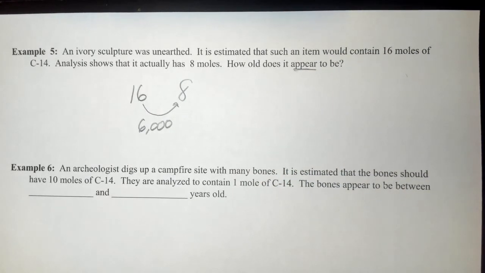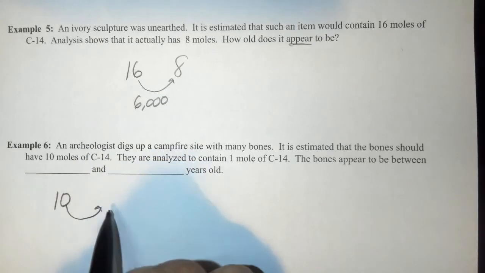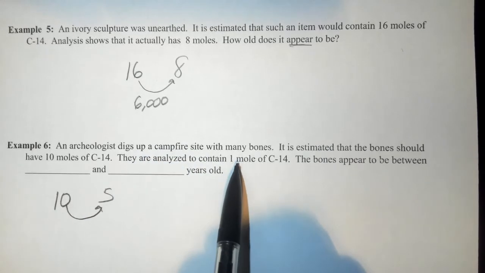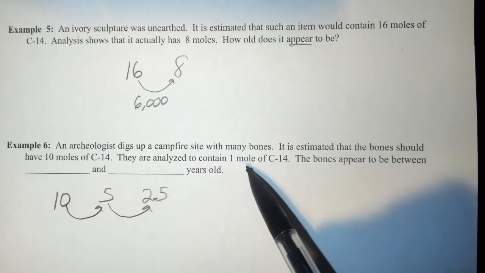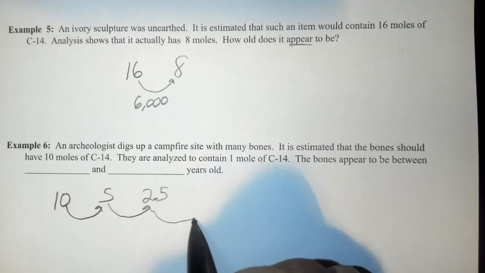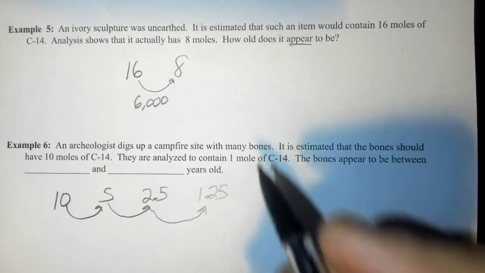Example number 6. An archaeologist digs up a campfire site with many bones. It's estimated that the bones should have 10 moles of carbon-14, but they actually only contain 1 mole. The bones appear to be between how many years old? So write down what we think it originally contained, and we cut that in half. We're not down to the 1 yet, so we cut it in half again. We're not down to the 1 mole yet, so we cut in half again. We're not down to the 1 mole yet, so we have to cut in half.